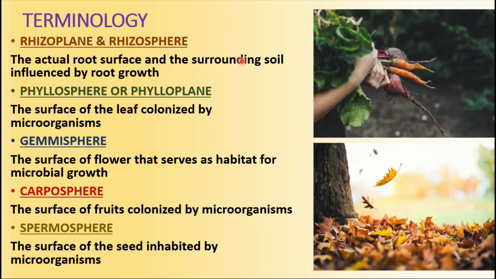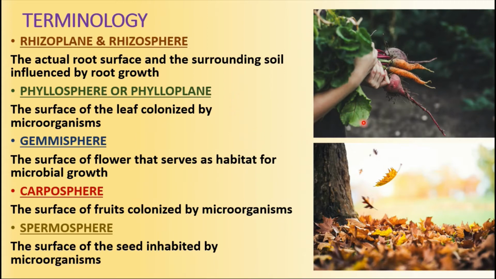Now let's see some terminology that we use in the topic: rhizosphere and phyllosphere. Coming to the first one, rhizoplane and rhizosphere. The rhizoplane is the surface of the root, which has colonization of microorganisms. The rhizosphere is the region in the vicinity of the root which allows the growth of microorganisms. So the actual root surface is the rhizoplane, and the surrounding soil influenced by root growth is the rhizosphere.